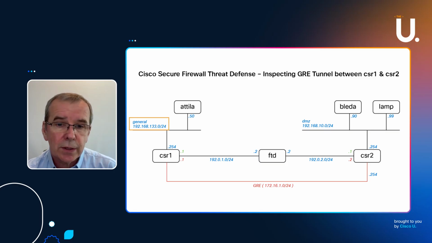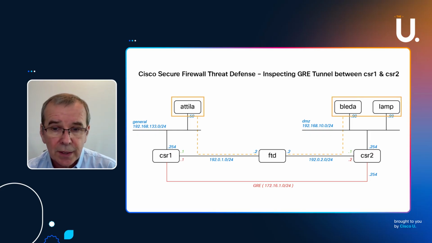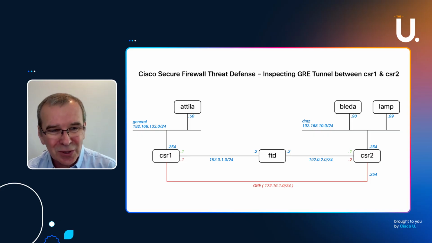Now connected to CSR1 is a general network which has got the host Attila. Connected to CSR2 is a DMZ network with a host Bledder and Lamp. For Attila to be able to communicate with Bledder and Lamp, the traffic has to pass through the tunnel. Then we can make decisions in the firewall about what to do with the inner headers of that tunnel. Now that the tunnel has been pre-configured, the aim of this tutorial is not to show you how to configure GRE, but namely how we can make use of the features of the firewall to inspect that tunnel.